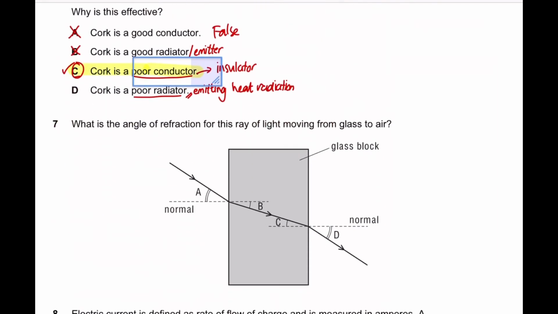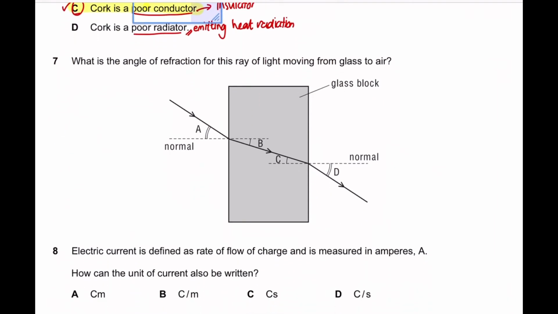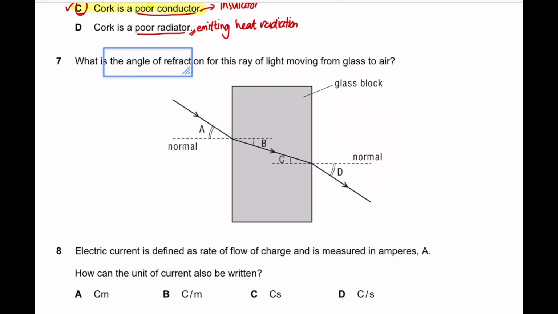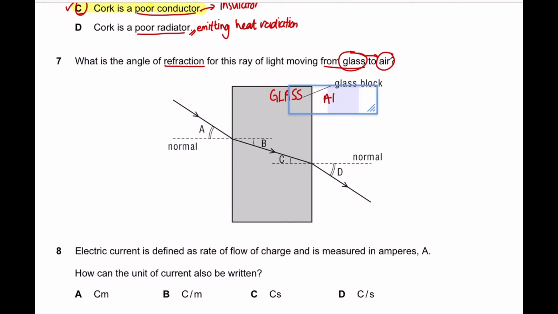Alright, on to question 7 now. Question 7. What is the angle of refraction? Refraction. Let me underline that. For this ray of light moving from glass, let me circle that, to the air. Let me label it here as well. Glass to the air. So they are asking the angle of refraction. Let me write it here next to the diagram. Angle of refraction.